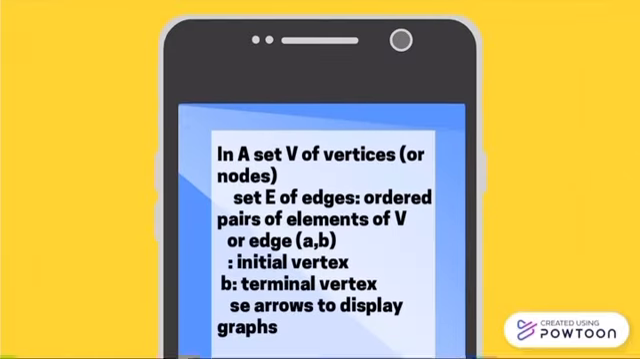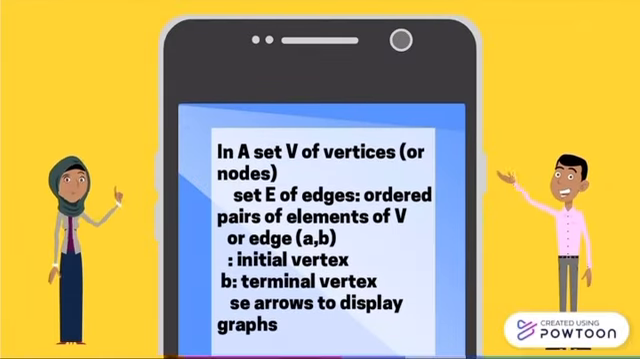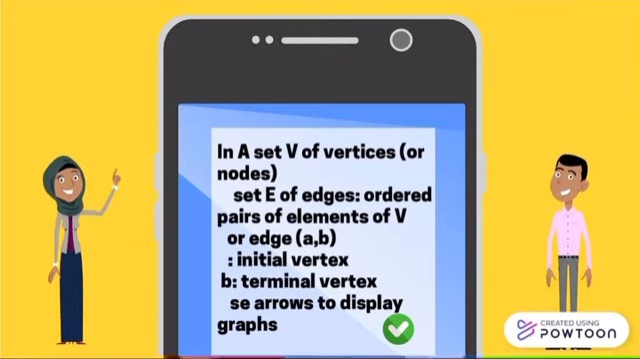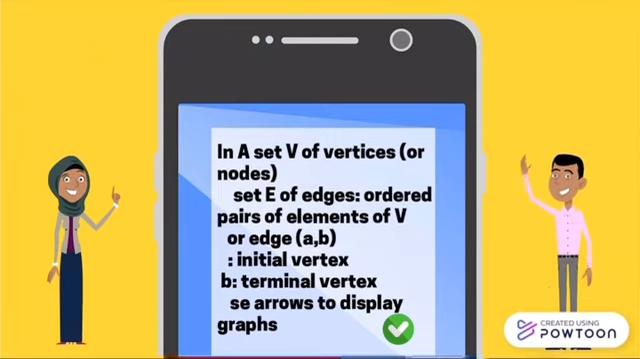Digraph. It consists of a set V of vertices and a set E of edges. Here E is represented by ordered pairs of vertices. In the edge AB, A is the initial vertex and B is the terminal vertex. If the edge is AA, then this is regarded as a loop.